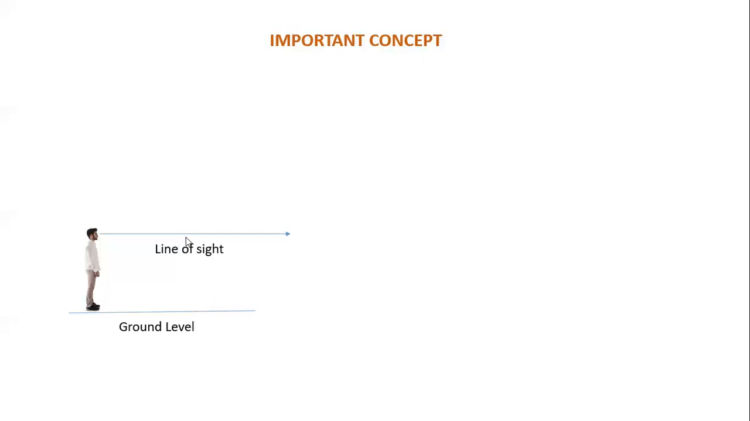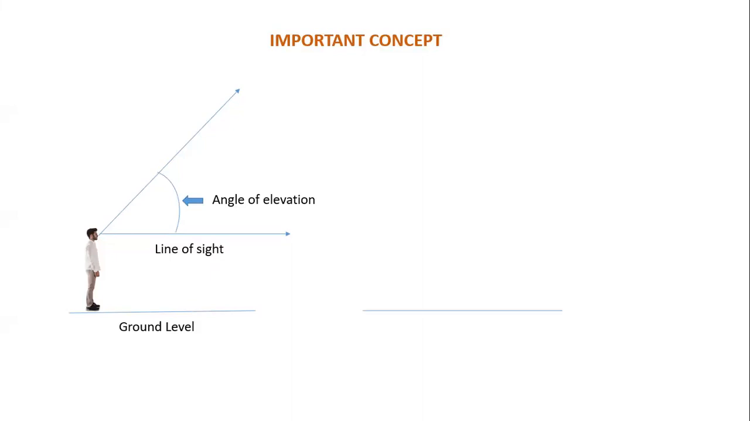Now, if the man is looking upwards, the angle which is formed with the line of sight is called the angle of elevation. This concept you need to be very clear with so that you will understand what the angle of elevation is.